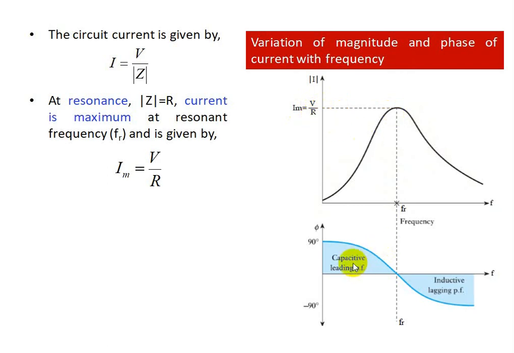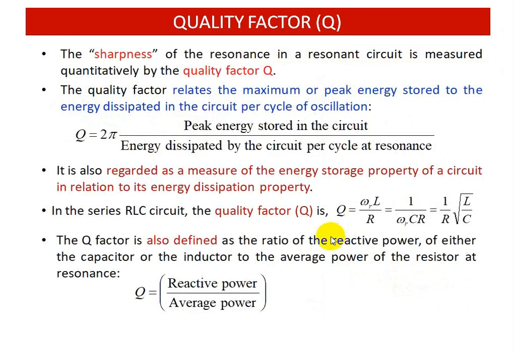Coming to the phase angle, at resonance, the phase angle is 0. The circuit will be behaving like a resistive circuit. But for frequencies below fR, the circuit behaves like a capacitive circuit, so the circuit will have a leading power factor. For frequencies above fR, the circuit behaves like an inductive circuit and has a lagging power factor.